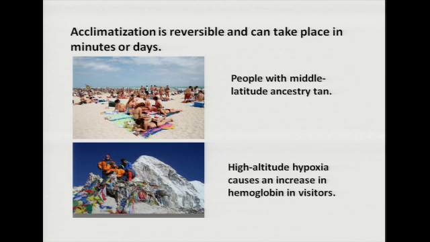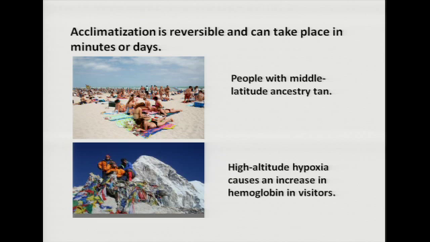Acclimatization is reversible, and it can take place in minutes or in days, or maybe a few days. Now, I talked about variation in skin color, and I talked about people at low latitudes and people at high latitudes, darkly pigmented, quite depigmented. And what about people in the middle latitudes? Well, people in the middle latitudes are exposed seasonally to high levels of ultraviolet radiation, and they have another option. They have tanning. And people do vary in the degree and the extent to which they tan.